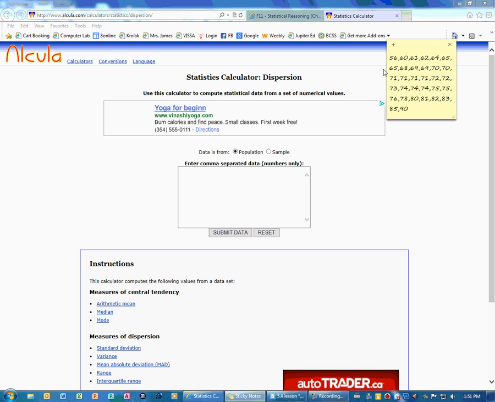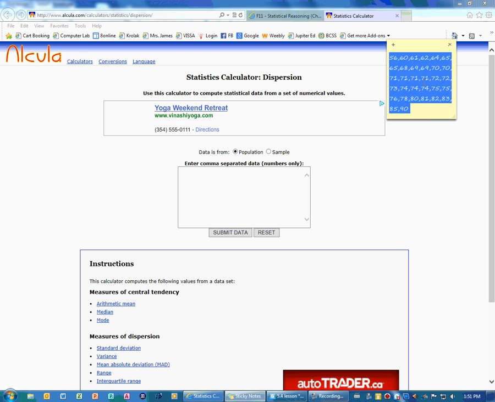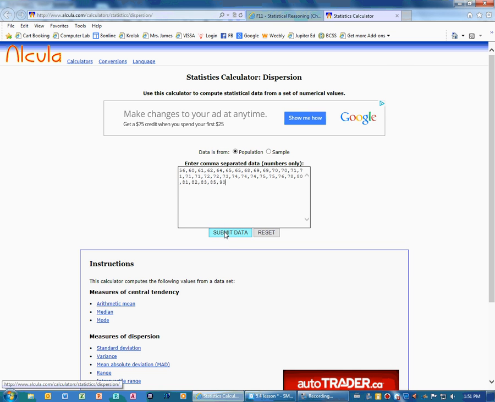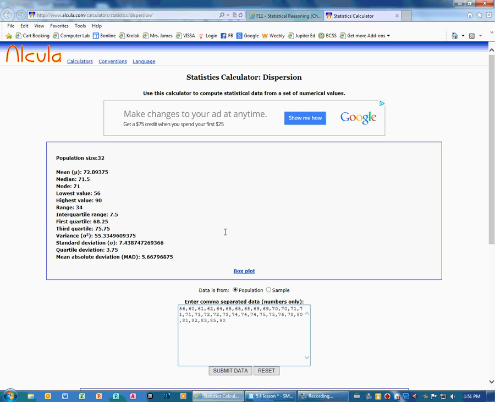I made a sticky note of all the data just to save time. Those are all the ages of the grandparents. And by the way, you should always be checking this. Are there 32 numbers that you typed in? Because if this said 31, you made a mistake, and you have to figure out what you got wrong. So we typed in 32 numbers.